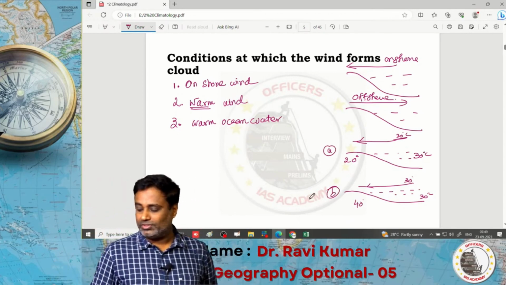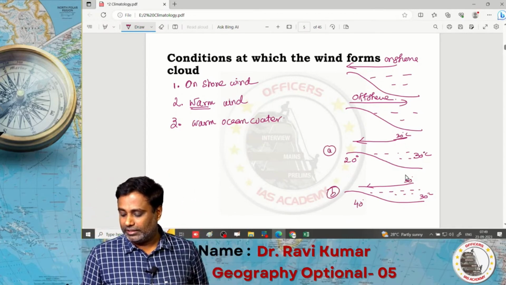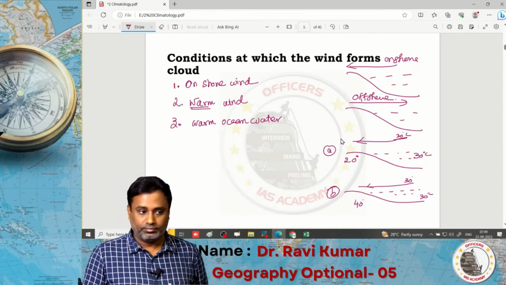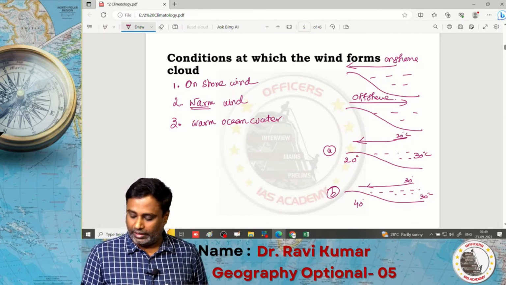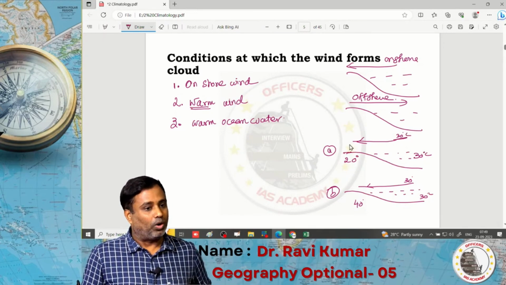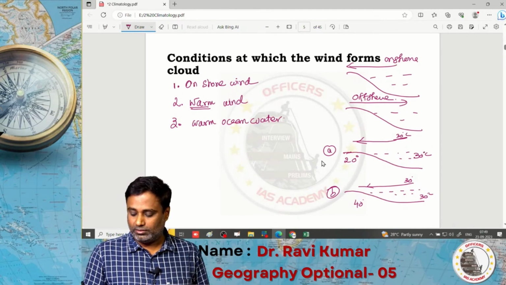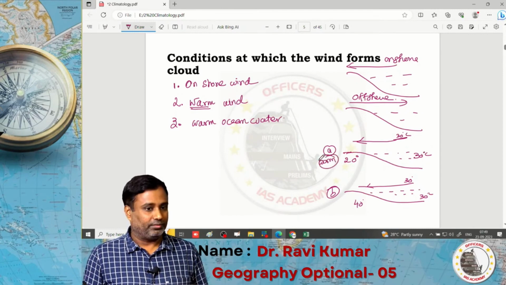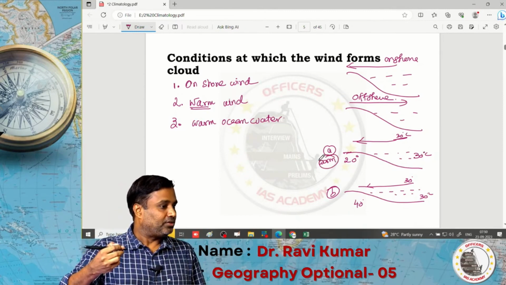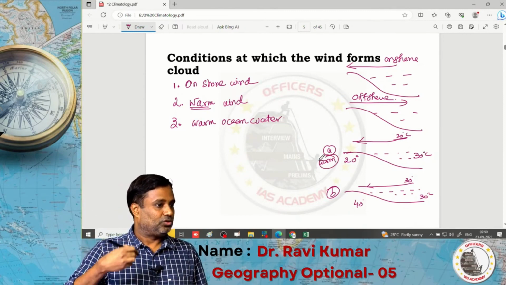In condition A, the wind temperature is 30 degrees Celsius in both conditions, but the wind flows from 30 degrees to 20 degrees over the land. Compared to 20 degrees, the wind will be warm in character. So this is called a warm wind. Compared to the land, the wind temperature is high, so it is called a warm wind.